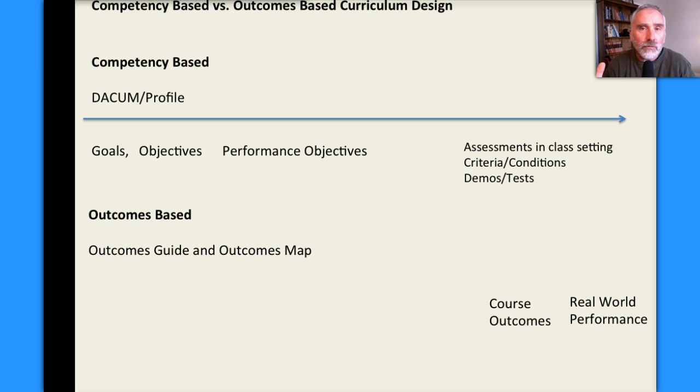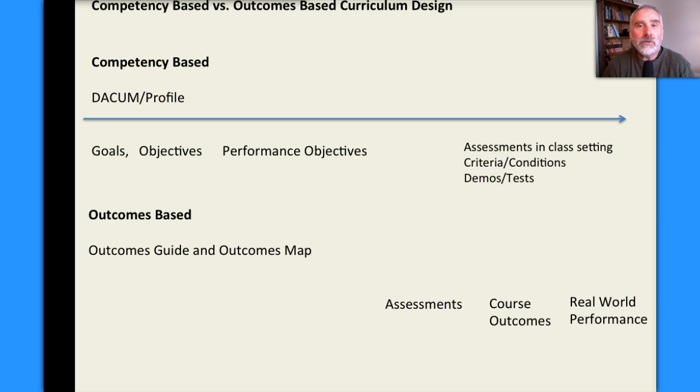In other words, what do the students have to learn in the course to prepare them for that real-world performance? And that real-world performance, don't forget, is a complex, integrated, synthesized set of competencies. It's a messy kind of a world out there, and we want to prepare people to be able to do that. So that's the outcomes-based approach.